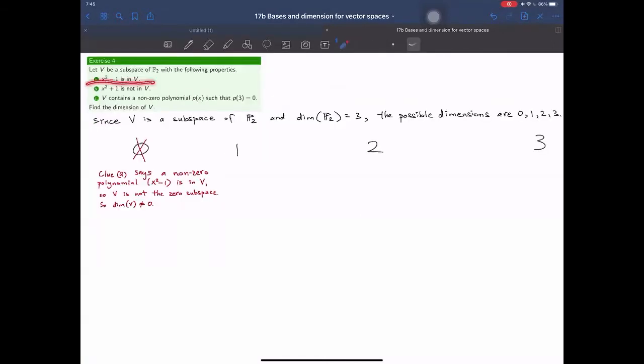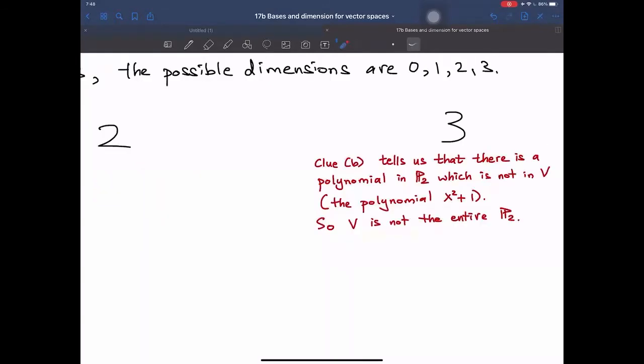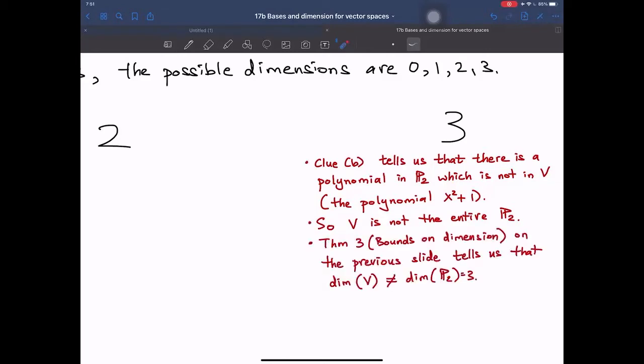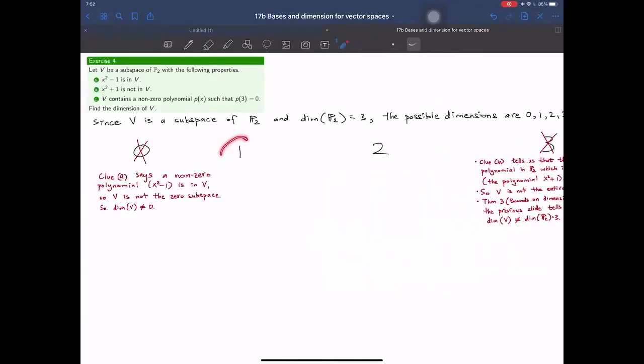The second clue says that I have a polynomial which is in P2 but not in V. This tells me that V is not the entire P2. The theorem on the previous slide tells us that in that case, when the subspace is not the entire space, the dimension of the subspace must be smaller than the dimension of the entire space. So the dimension of V cannot be 3. The only two possibilities left are 1 and 2.